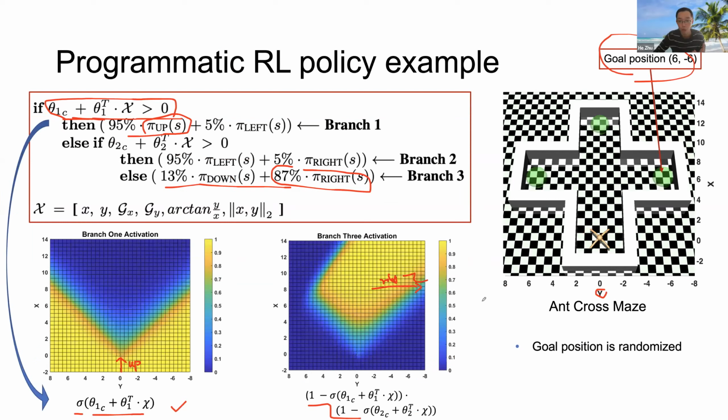Okay. So if you look at the program, you find that actually this part of the program is never executed. This part corresponds to where branch 2 would be activated, and branch 2 will only be used when the goal is sampled as 6, 6.